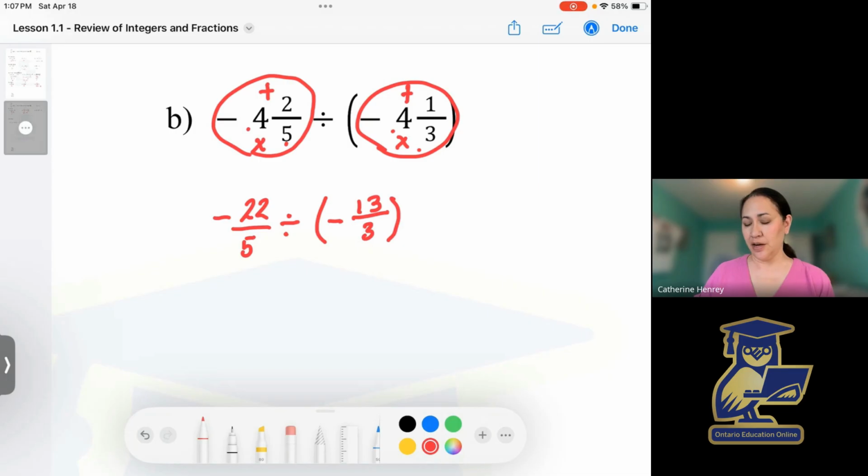Now we're back to dividing fractions, and we have to remember our rule. So we have negative 22 over 5. We're now going to multiply by the reciprocal of the second fraction. We do see that we have 2 negatives, so this answer is going to end up being positive. And 22 times 3 is 66, and 5 times 13 is 65. No need to reduce this fraction.